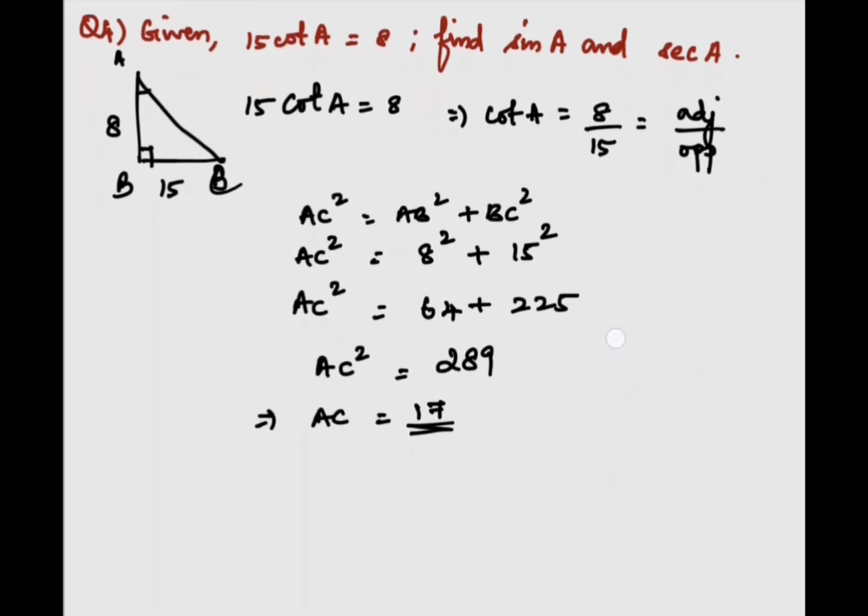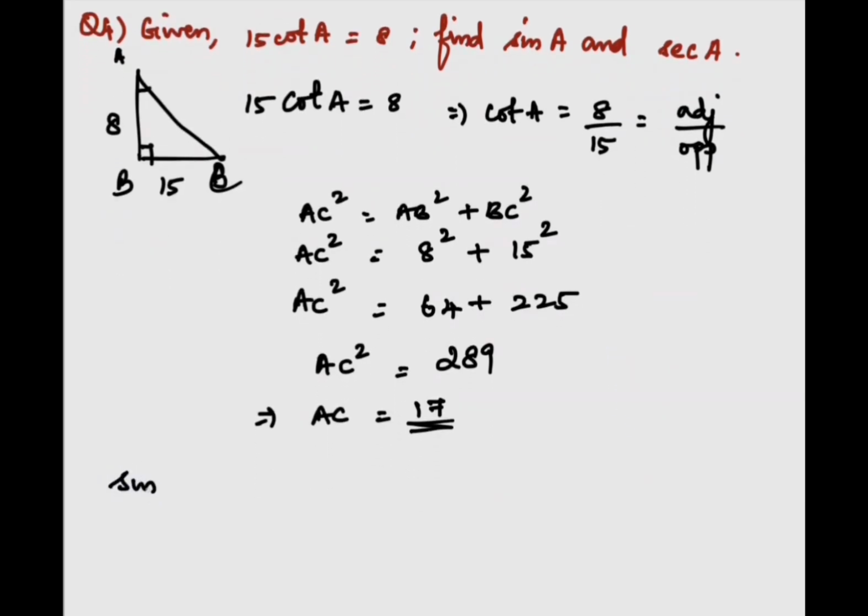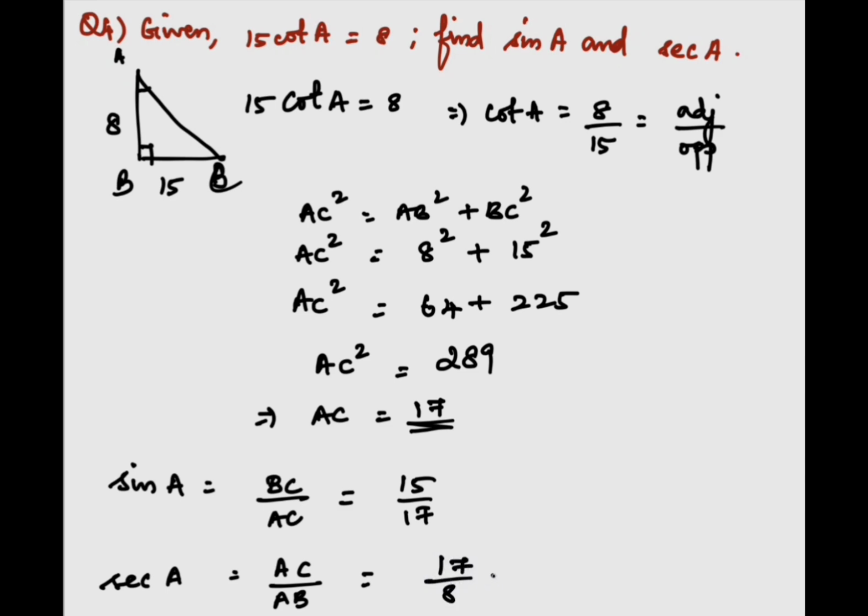Now let us find sin A. Sin A is opposite by hypotenuse. That is BC by AC, which is equal to 15 by 17. Then we have secant A. Secant A is hypotenuse by adjacent side. That is AC by AB, which is equal to 17 by 8.